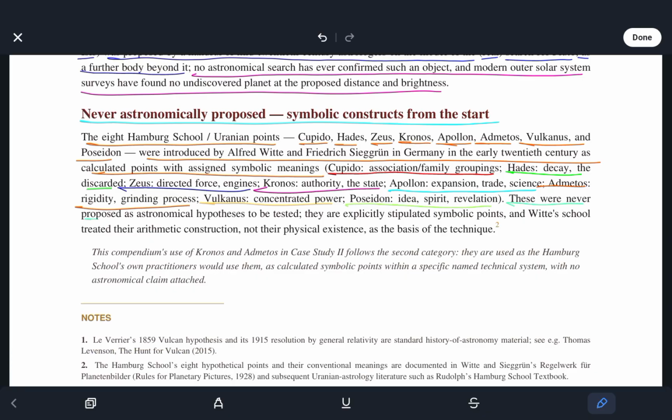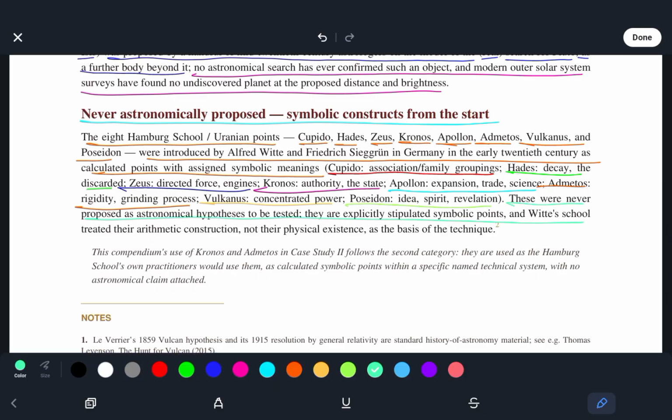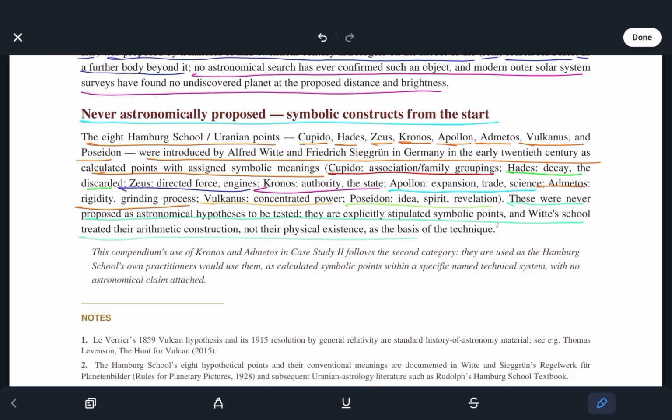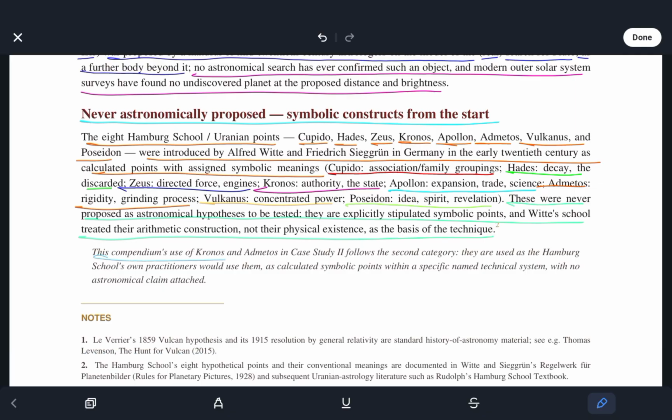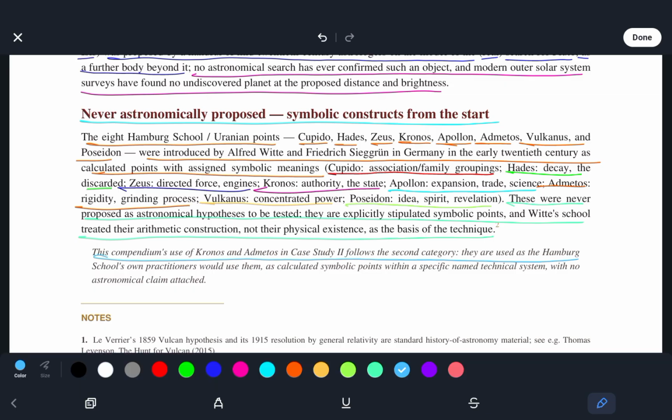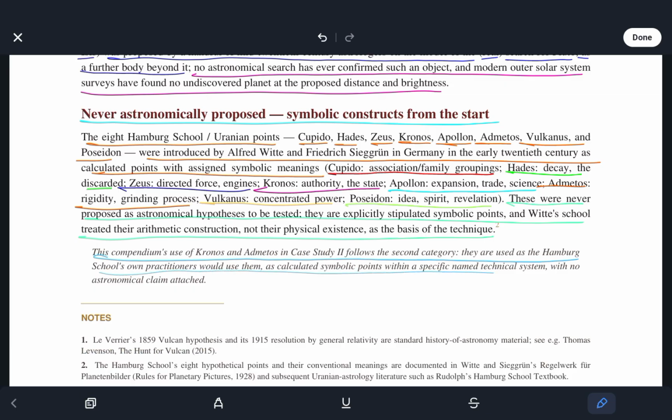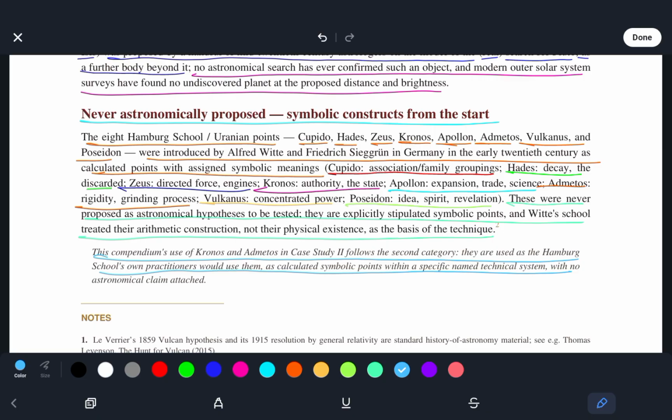These were never proposed as astronomical hypotheses to be tested. They are explicitly stipulated symbolic points, and the Witte School treated their arithmetic construction, not their physical existence, as the basis of the technique. This compendium's use of Kronos and Admetos in case study 2 falls in the second category. They are used as the Hamburg School's own practitioners would use them, as calculated symbolic points within a specific named technical system, with no astronomical claim attached.